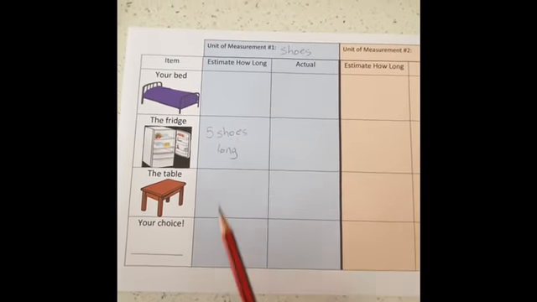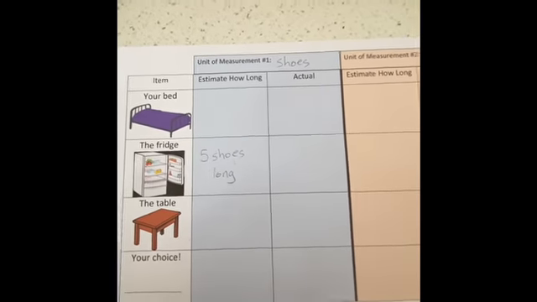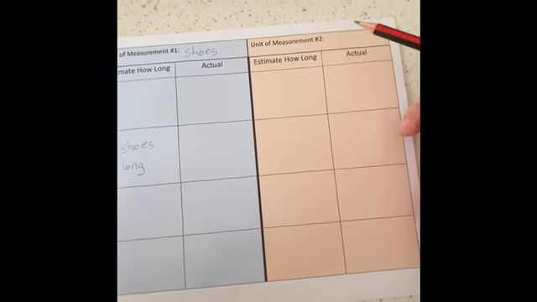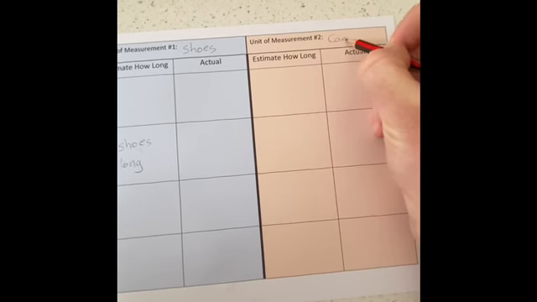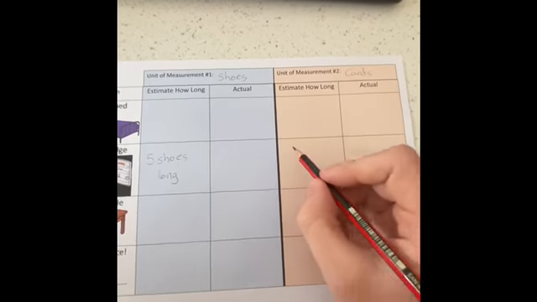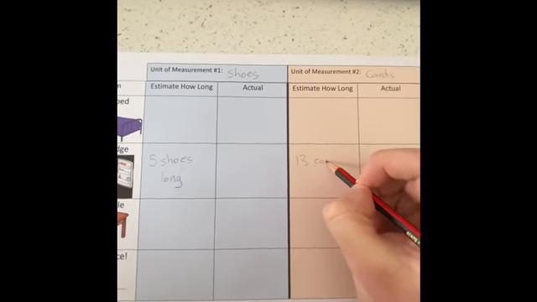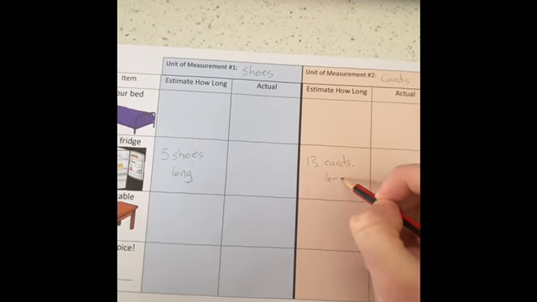I can't write 5, because if I wrote 5 what? Do you mean 5 monkeys, 5 t-shirts? Do you mean 5 whiteboard markers? I need to know what you are trying to measure with. So let's see how long it actually is. And then over here, I'm going to do my other unit of measurement, which is going to be cards. So I've got a deck of cards, and I think my fridge might take up to about 13 cards. So let's see how we go.